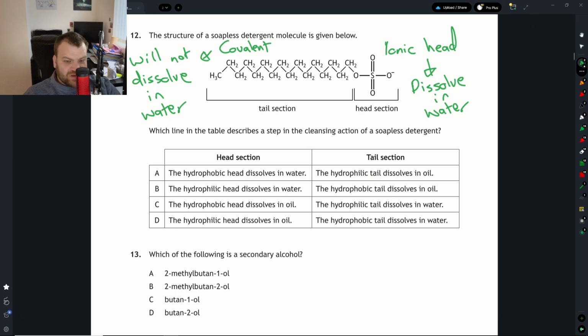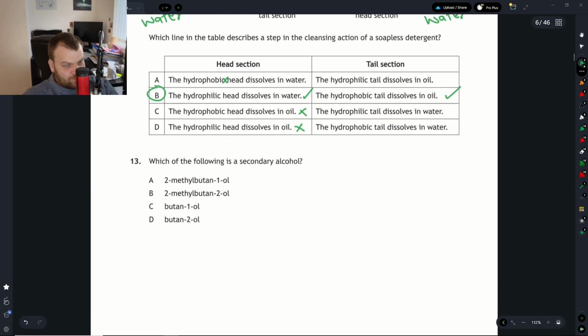Something that dissolves in water can be described as being hydrophilic. So the head is hydrophilic. Look at the head, that says hydrophobic, so no, that one doesn't work. So the hydrophilic head dissolves in water, and the hydrophobic tail will dissolve in oil, and that means B is correct. B refers to the head as being hydrophilic, but it says that means it dissolves in oil, which is incorrect. So hydrophilic head dissolves in water, hydrophobic tail dissolves in oil, and that is your answer.